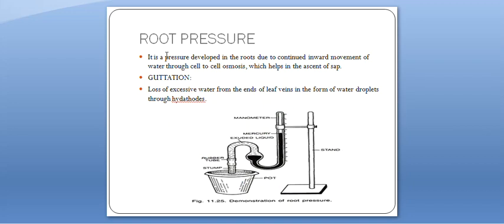Next, let us learn what root pressure is. It's a pressure developed in the roots due to the continued inward movement of water through cell to cell osmosis, which helps in the ascent of sap. Guttation is the loss of excessive water from the ends of the leaf veins or from the margins of the leaves in the form of water droplets through special structures called hydathodes.